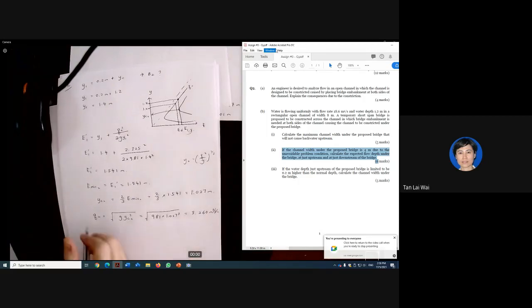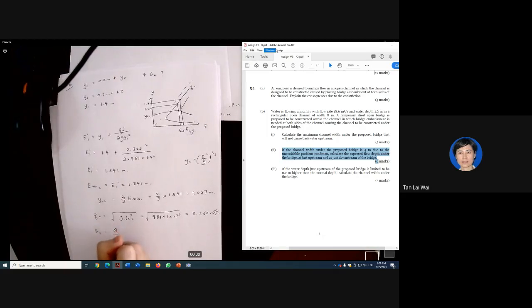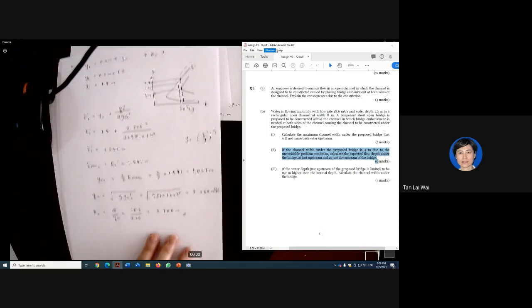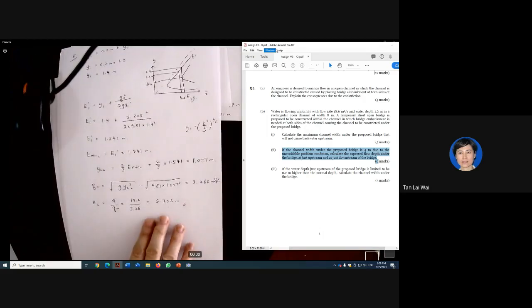Now, once I have Q, I'm going to get my B2. B2 is Q over Q2, which is 18.6 divided by 3.260, therefore it's 5.70 meter. As expected, this is less than 8 meter, which is our B0. So this is the width that is expected for question part 3.